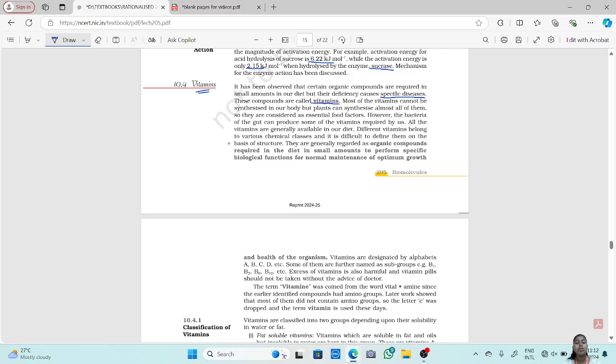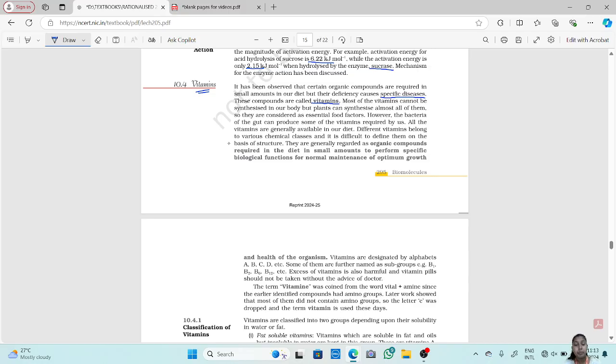Most of the vitamins cannot be synthesized in our body, but plants can synthesize almost all of them, so they are considered as essential food factors. Most vitamins cannot be synthesized by our body, so we usually take them through our diet, because plants can synthesize almost all of the vitamins. So it is essential as a food factor.